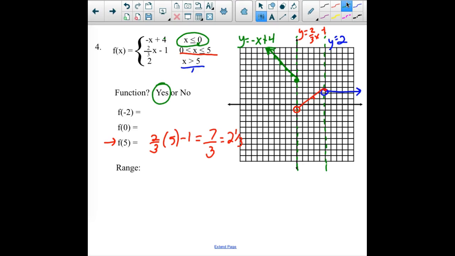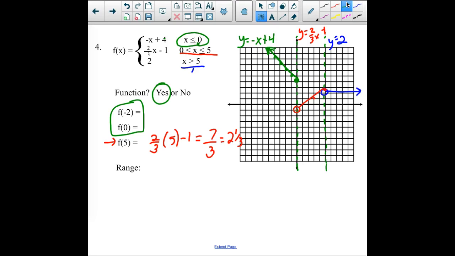Are you doing okay with analyzing this stuff? Figuring out which equation to use? Okay, we're going to skip over to doing the range here. The range is a little more complicated again because we have pieces. It doesn't matter which green, red, or blue part uses that y value. All we care about is the y value being used?